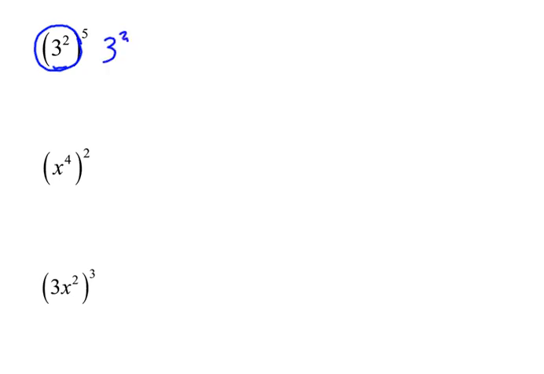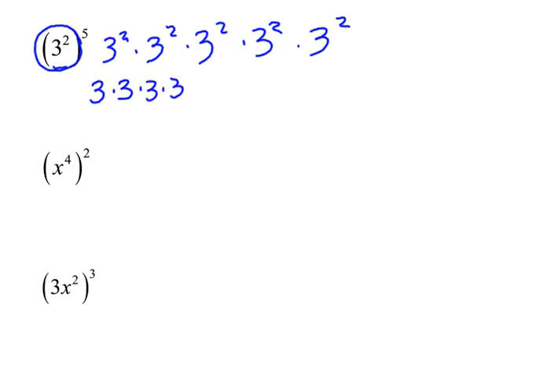So we're saying 3 squared times itself 5 times. There's 4, there's 5. 3 squared times 3 squared times 3 squared times 3 squared times 3 squared. If we write this out in expanded form, it's 3 times 3 for each of the 3 squareds. And we notice that we have 10 3's, so this is 3 to the 10th.